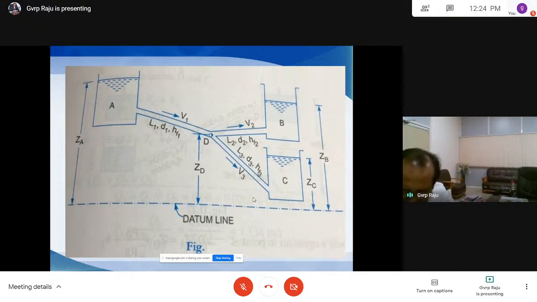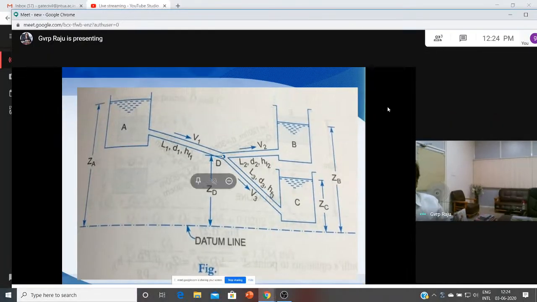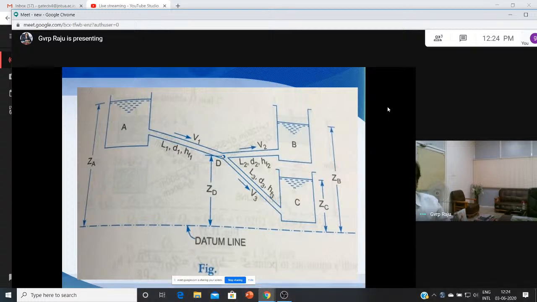Again, write Bernoulli's equation between D and C. Again for D at the junction, we have a datum head ZD here, and the velocity is 0 here, and the datum head ZC is here, and we have a head loss due to friction HF3. Head loss due to friction HF3 is there. So you can write the equation.